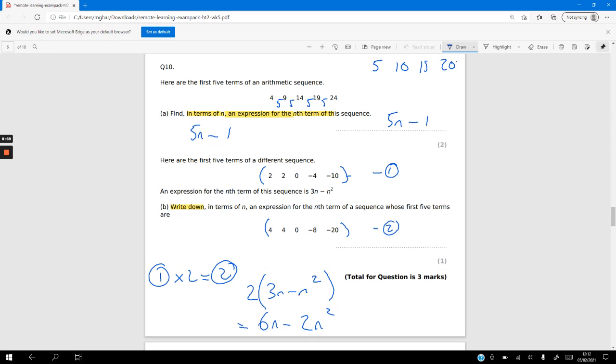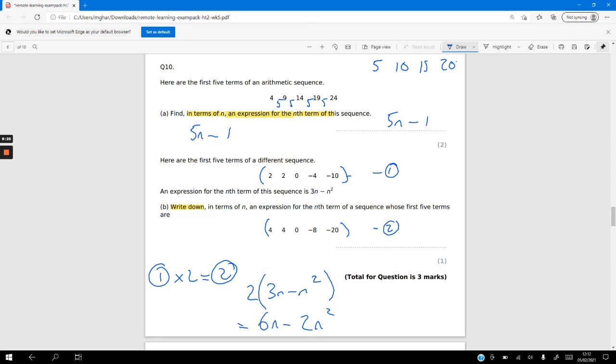Okay. Now I can check if I'm correct because I want to. If these are the first 5 terms, I can put in n equals, let's say n equals 4 into this and see if I get negative 8. So I'm going to do 6 times by 4, and then I'm going to subtract 2 times by 4 squared, which is 16. And I get negative 8.